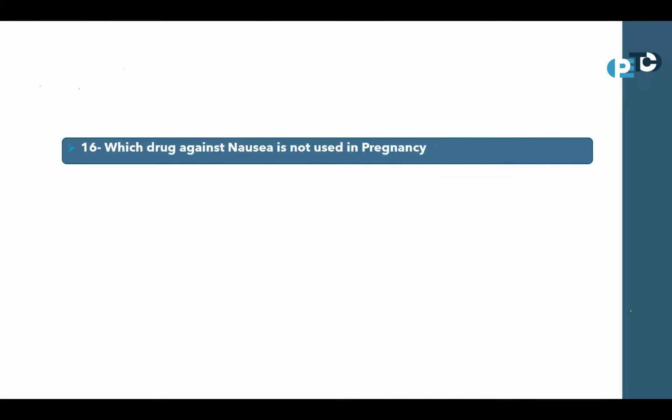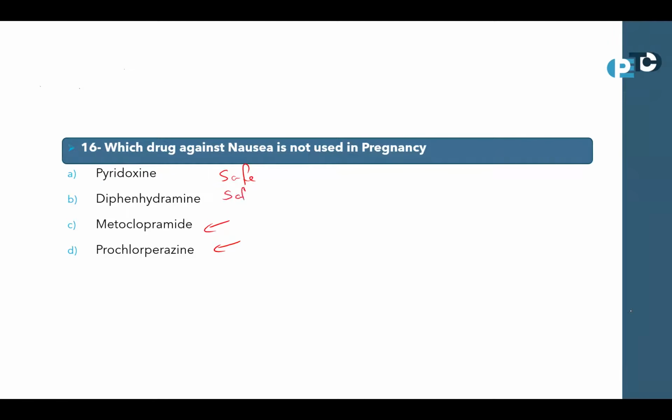Which drug against nausea is not used in pregnancy? It is one of the common questions repeated several times previously. Let us see the choices and what is the right answer. Pyridoxine, diphenhydramine, metoclopramide, or prochlorperazine. We have two choices that may lead to confusion: metoclopramide or prochlorperazine. Pyridoxine is a safe drug and diphenhydramine is a safe drug. What about metoclopramide and prochlorperazine, which is less safe?